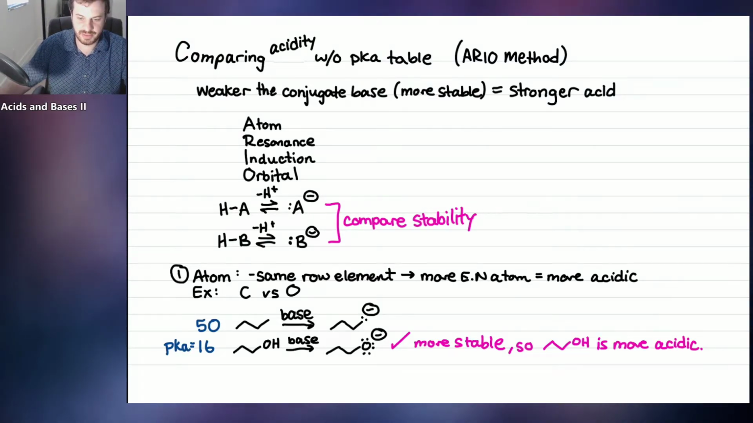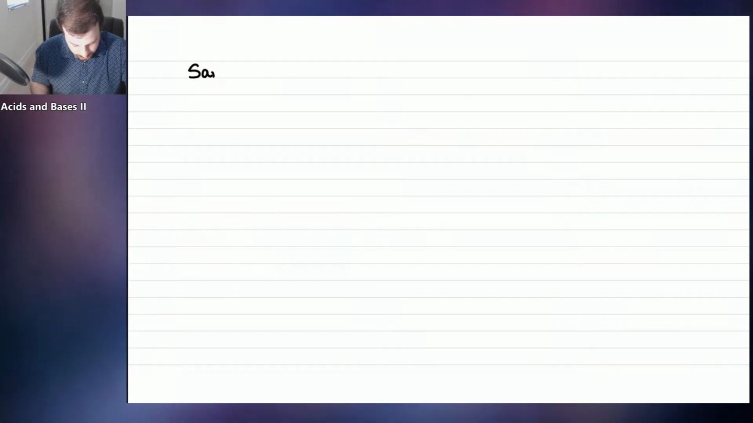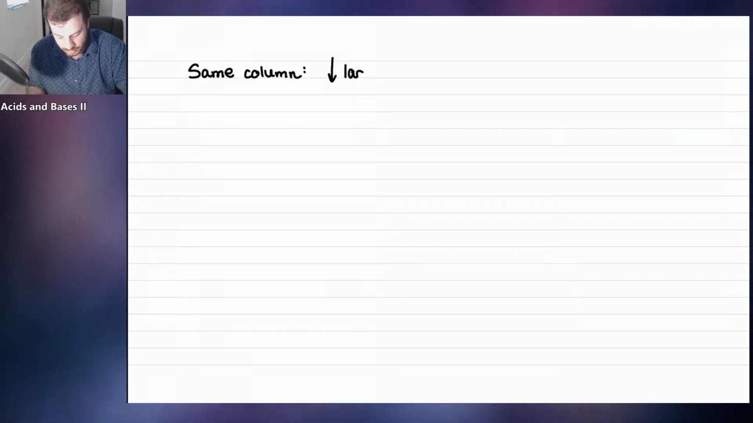All right, great. Now, this said same row. What if they're in the same column? And I won't ask you to compare diagonally. So it's either going to be in the same row or in the same column. But let's see what happens if they're in the same column. Okay, when we're in the same column, we want to go down. Larger size equals more acidic.